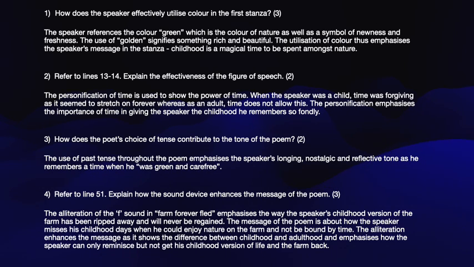Question 4. Refer to line 51. Explain how the sound device enhances the message of the poem. The alliteration of the F sound in "farm forever fled" emphasizes the way the speaker's childhood version of the farm has been ripped away and will never be regained. The message of the poem is about how the speaker misses his childhood days when he could enjoy nature on the farm and not be bound by time. The alliteration enhances the message as it shows the difference between childhood and adulthood, and emphasizes how the speaker can only reminisce but not get his childhood version of life and the farm back.